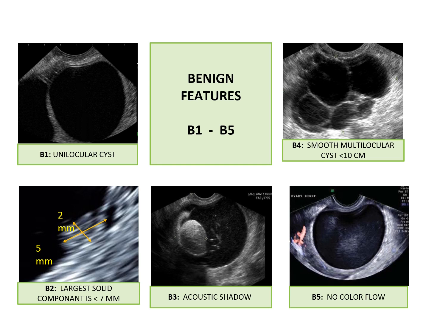So the benign features are B1, a unilocular cyst; B2, a largest solid component of cyst less than 7 millimeters; B3, or the third benign feature, is when you see acoustic shadowing; B4 is when you see a smooth multilocular cyst less than 10 centimeters; and B5 is when you see no color flow. So all these features are suggestive of a benign tumor.